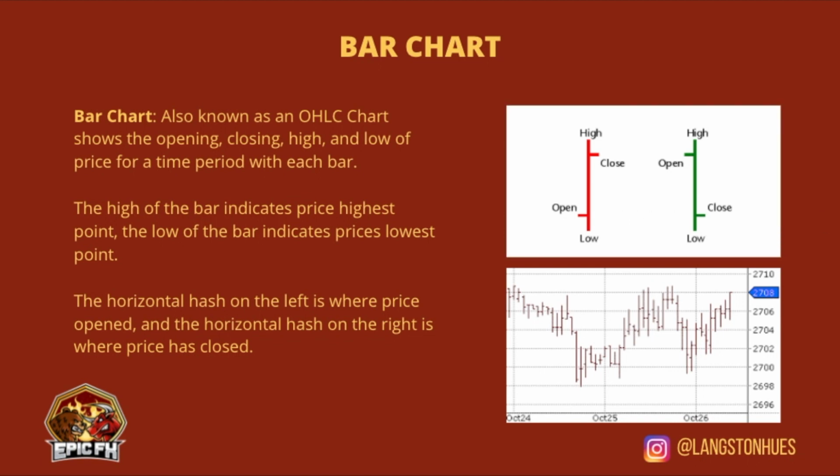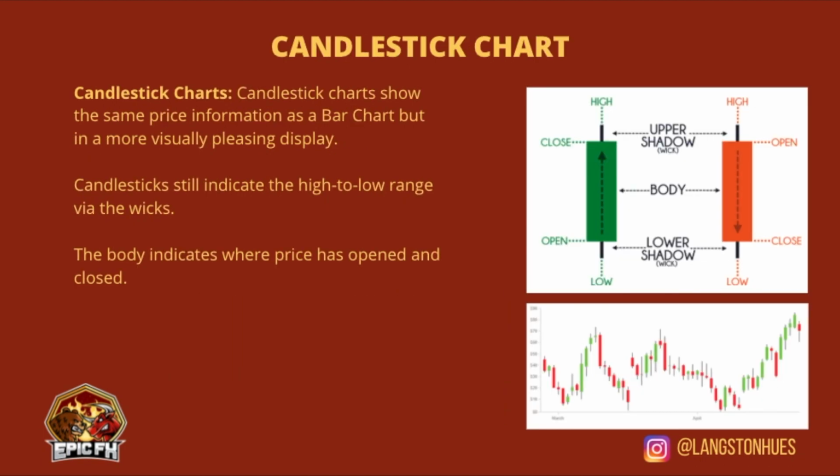I actually prefer candlestick charts. So let's take a look at that. Candlestick charts show the same price information as a bar chart, the open, the high, the low, and the close, but in a more visually pleasing display. Candlesticks still indicate the high to low range via the wicks. The body indicates where prices open and close. So let's take a look at this. We have the open, we have the high, we have the low, and we have the close.